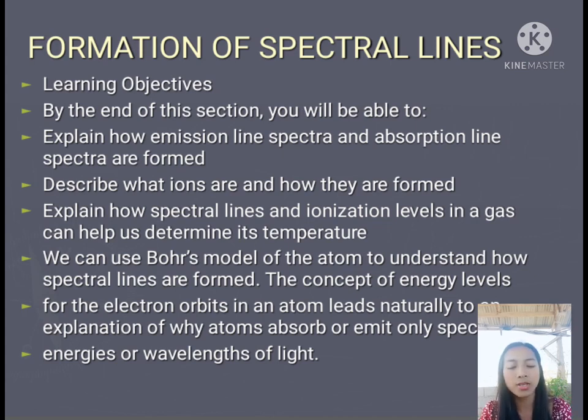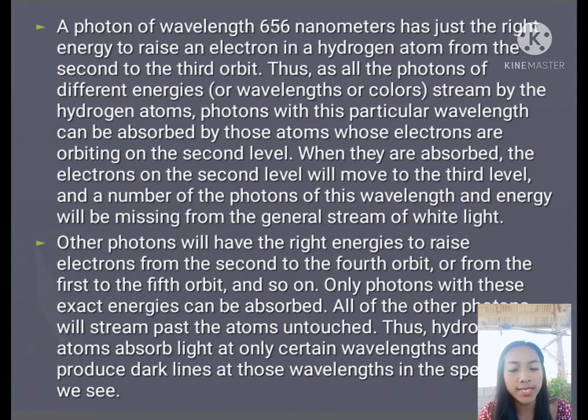Explain how spectral lines and ionization levels in a gas can help us determine its temperature. The electron orbits in an atom lead naturally to an explanation of why atoms absorb or emit only specific energies or wavelengths of light. A photon of wavelength 656 nanometers has just the right energy to raise an electron in a hydrogen atom from the second to the third orbit. Thus, as photons of different energies or wavelengths of color stream by the hydrogen atoms, photons with this particular wavelength can be absorbed by those atoms whose electrons are orbiting at the second level.